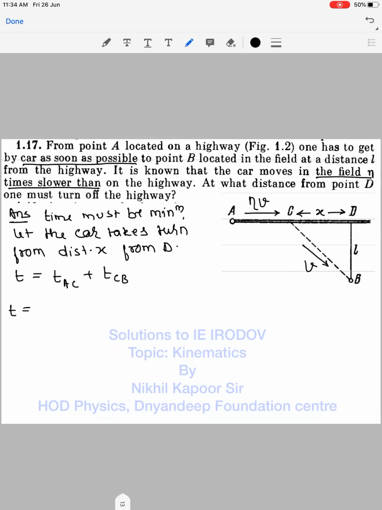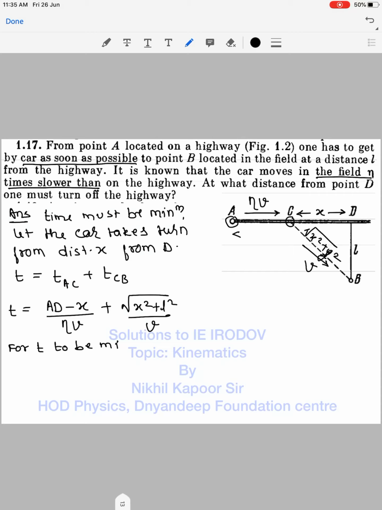So time taken will be equal to, so what is time? Distance upon speed. What is distance AC? So let us say the distance from A to D is AD. So if I subtract x from this, that becomes AD minus x, distance upon speed, plus then from C to B, so it will be distance upon speed. How much is this distance? So this is under root x square plus L square, C to B distance. So it will be under root x square plus L square upon speed in the field, which is v. Okay, so we have got the equation for time in terms of x.